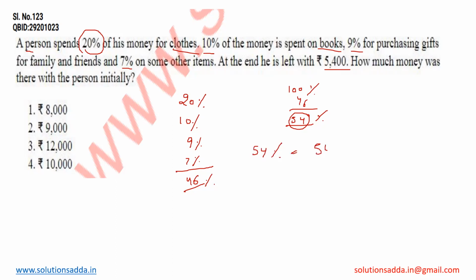54% equals 5400. So we can easily find out the 100% of this amount. How can we find it? 5400 divided by 54 multiplied by 100. So we can easily calculate this: 5400 divided by 54 equals 100, into 100 would be 10,000. So the correct option for this question will be 10,000 is the right amount.